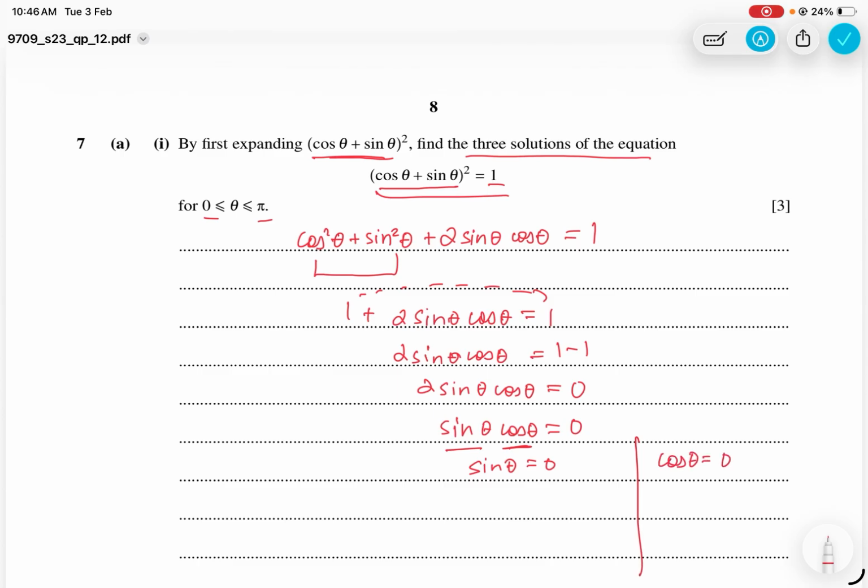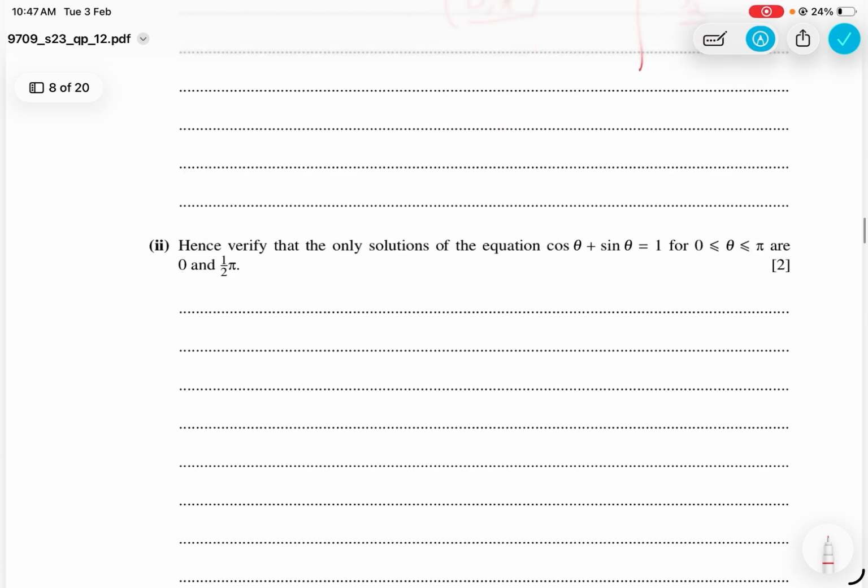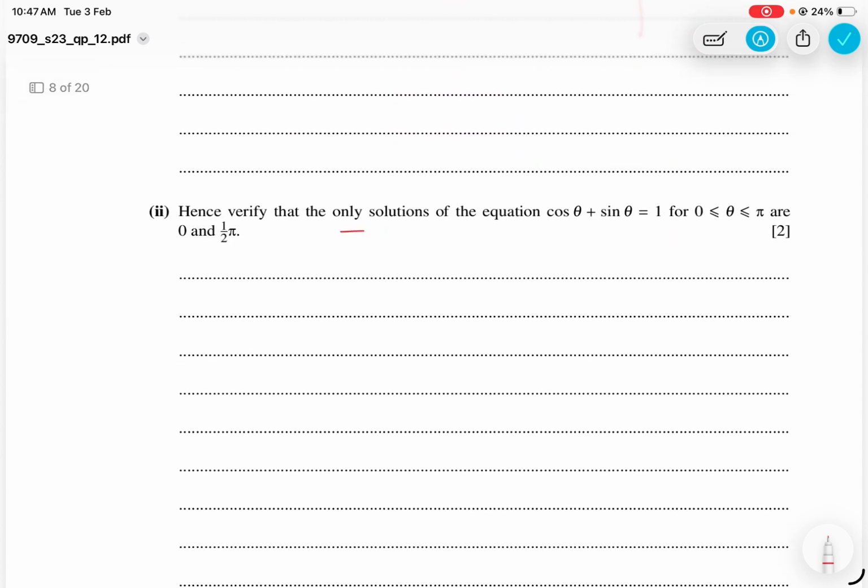If we look carefully, at what values is sine theta 0? At 0 and pi? Yes or no? Between the interval check. And at what values is cos theta equals to 0? The cos theta equals to 0 for pi by 2, between 0 and pi. So these are our three answers. These are the three solutions of the equation. Hence verify that only solutions of the equation cos theta plus sine theta equals to 1 are 0 and this.